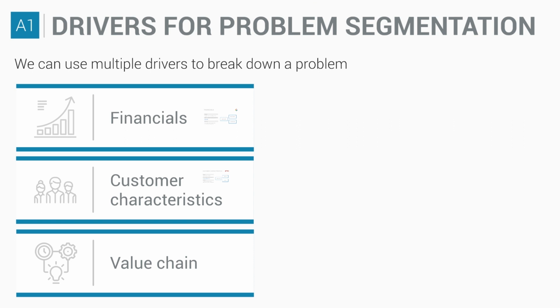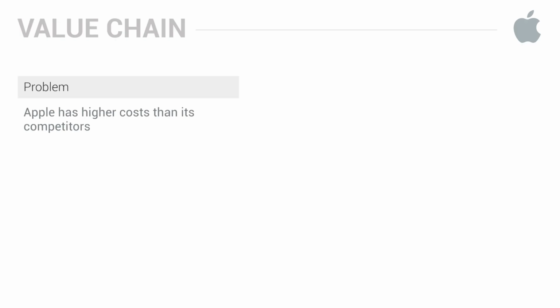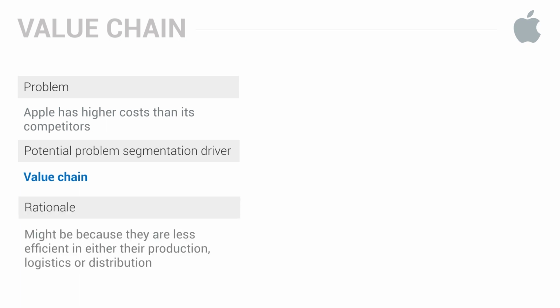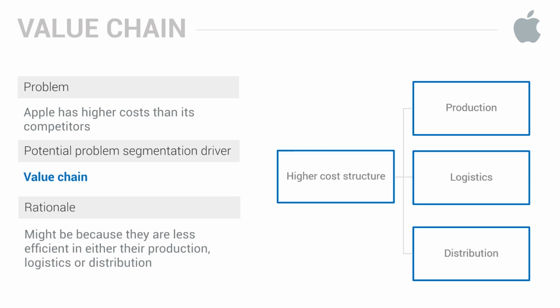Next, we look at value chain-based segmentation. This segmentation narrows down problems to a specific set of activities the company performs. Let's look at a problem statement. Apple has higher costs than its competitors. In a situation like this, a value chain-based breakdown of the issue into production, logistics, distribution would be useful. The rationale for this segmentation is that Apple might be less efficient in one or more of the above activity sets, thereby leading to higher production costs. Again, the choice of segmentation helps us identify the root cause of the issue.